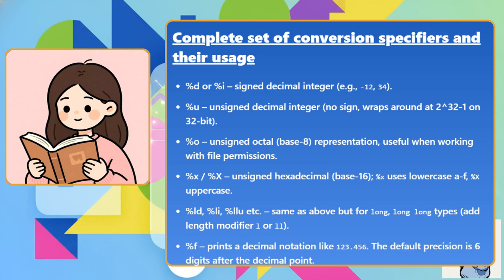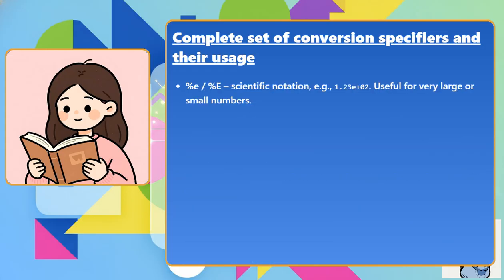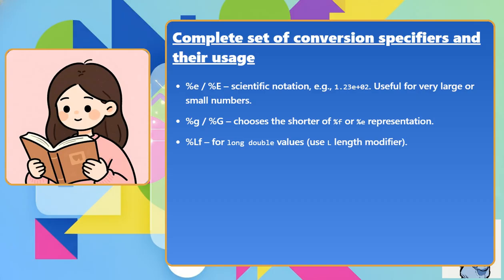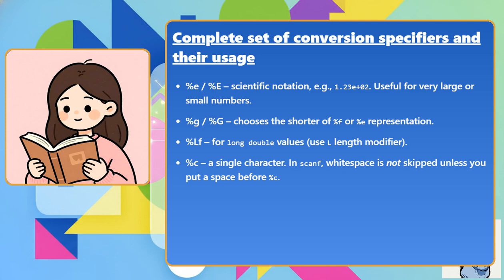%f prints a decimal notation like 123.456. The default precision is 6 digits after the decimal point. %e/%E: scientific notation, for example 1.23e+02, useful for very large or small numbers. %g/%G chooses the shorter of the %f or %e representation. %Lf: for long double values, use the L length modifier. %c: a single character. In scanf, whitespace is not skipped unless you put a space before %c.